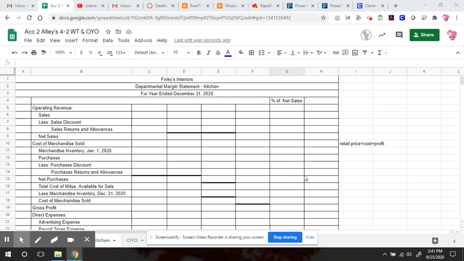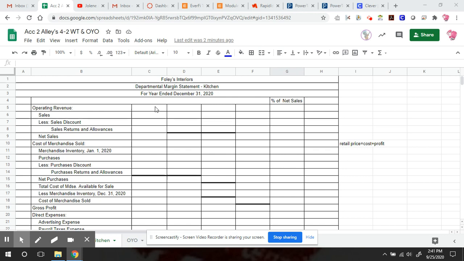Today we're in Accounting 2, and we're going to be making this departmental margin statement. This is a section in Chapter 4 where they want you to learn how to make these for different departments in the stores, because that's the way real life is. This one is just for the kitchen. This is 4-2, Work Together.